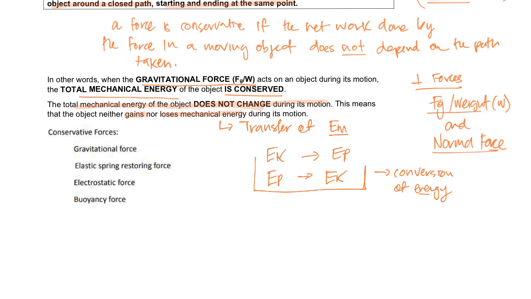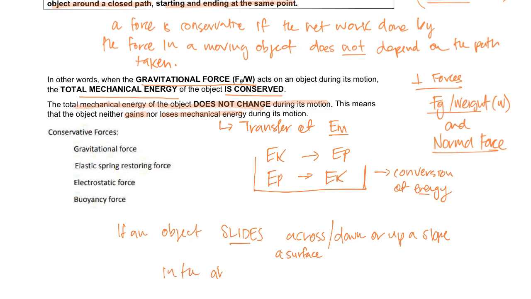So for conservative forces, if an object, and this is an important word, slides across a surface, or down or up a slope, in the absence of external forces, then the only things acting on it as it slides are gravitational forces or normal forces.